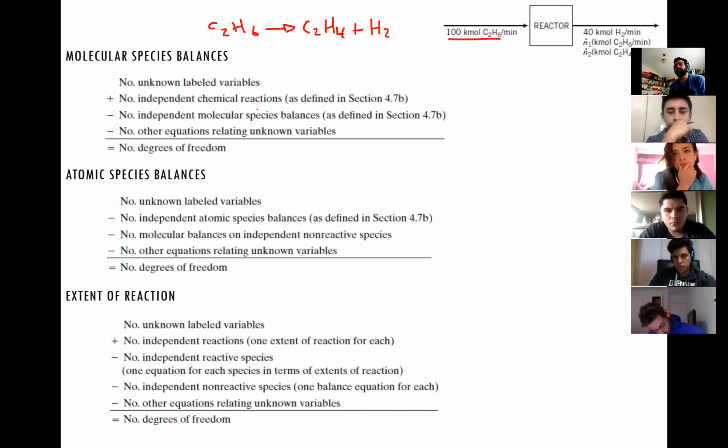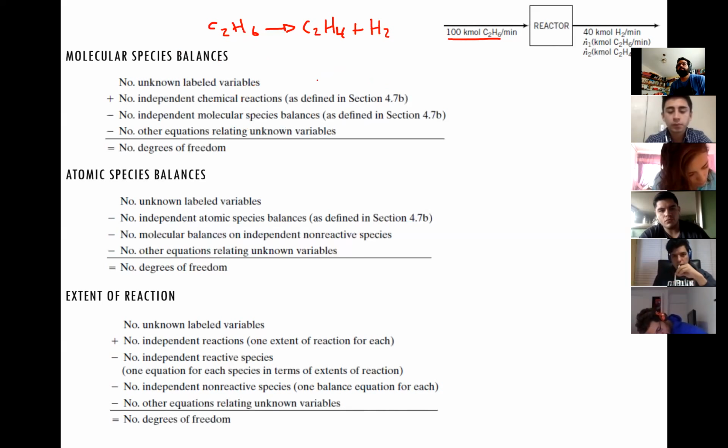That particular reaction is already balanced, right? We have two carbons, 6 hydrogens, and 4 and 2 hydrogens, right? So 6 hydrogens on each side. So this one is balanced already, right? So let's obtain the degrees of freedom for each case: for the molecular species, for the atomic species, and for the extent of the reaction.